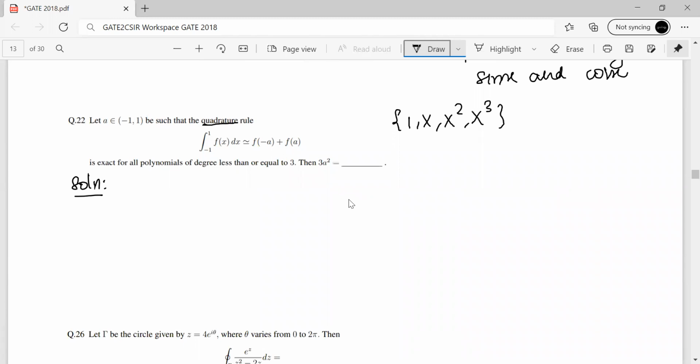So can I take an odd function? Taking an odd function will give me nothing. If I take 1, that will not play any game.